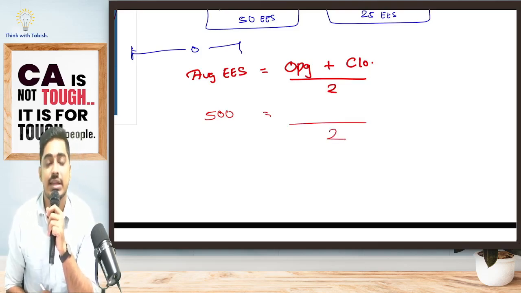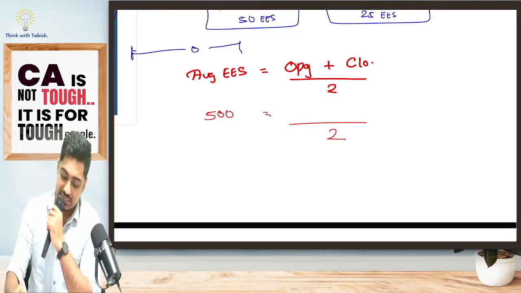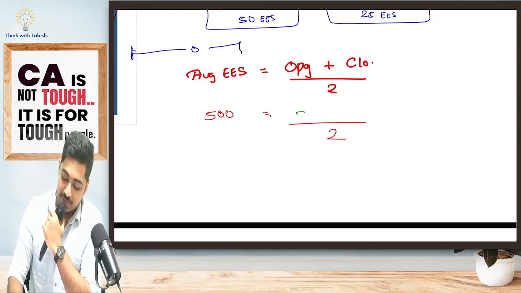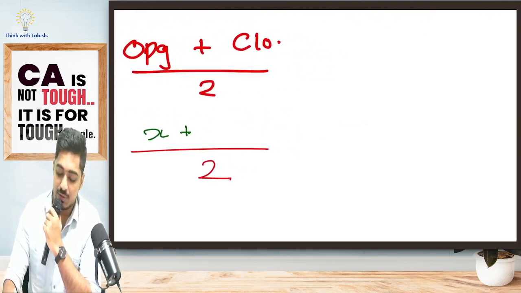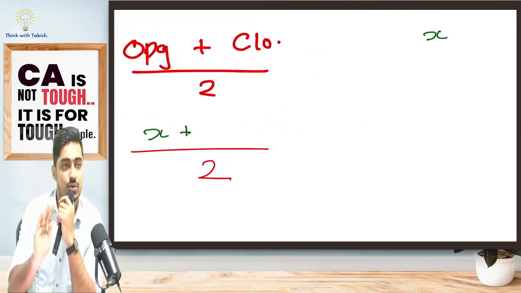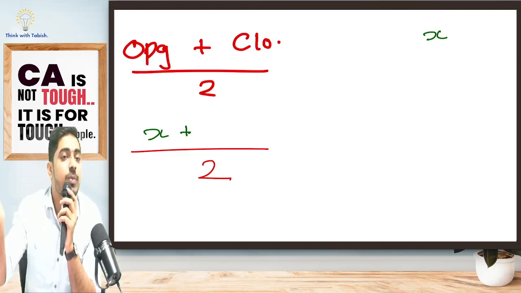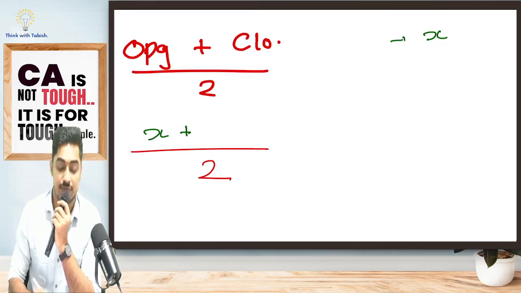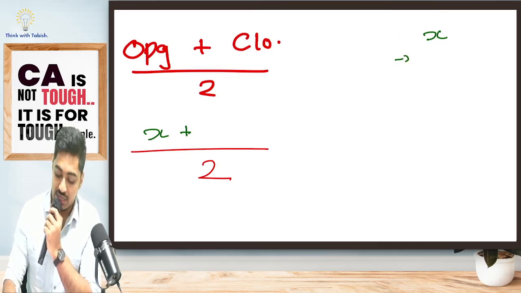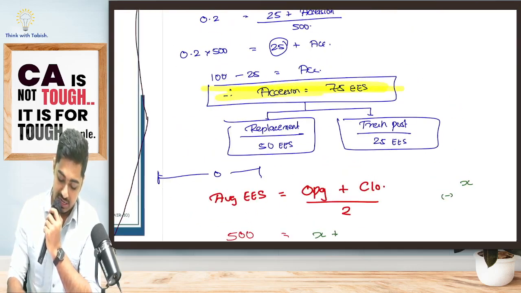Let me do one thing. Any one thing, let me assume as X. Let me assume my opening employees as X, so that I am assuming at the start of the year, X employees are there. Now, if I know opening, can I calculate closing? Yes, sir. X employees were there at the start of the year. In that, how many employees are separated?